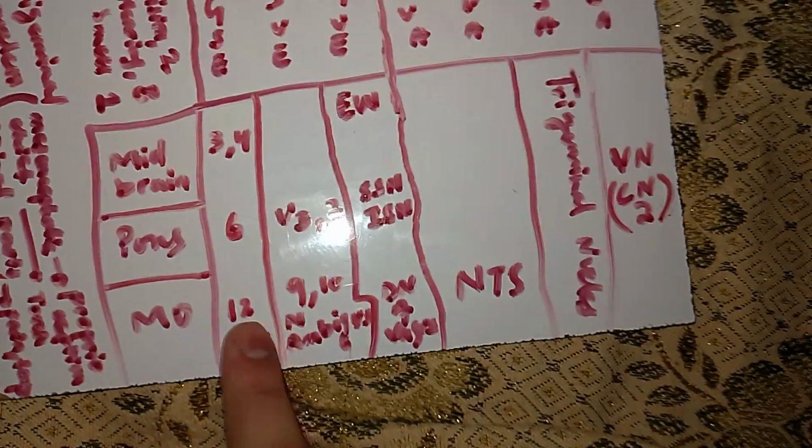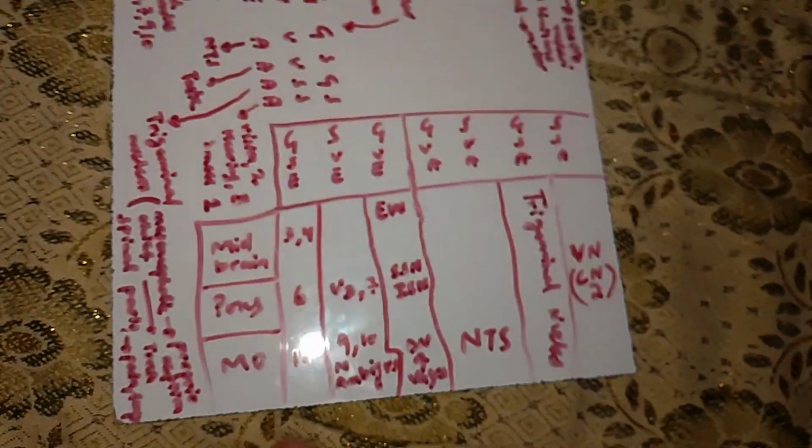If there is damage to the nucleus ambiguus and the 12th hypoglossal nucleus, we have the loss of the gag reflex. So this was all about this.